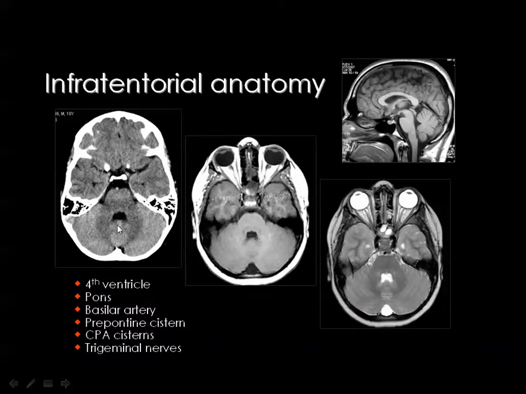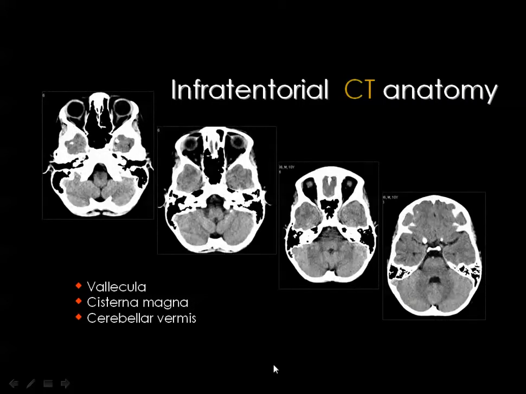This is the fourth ventricle, and this is the pons, and this is the basilar artery, and this is the prepontine cistern, and this is the cerebellopontine angle cistern. And on MRI, especially in the T1 weighted image, you can identify the trigeminal nerve, and usually you cannot see it in the CT images.